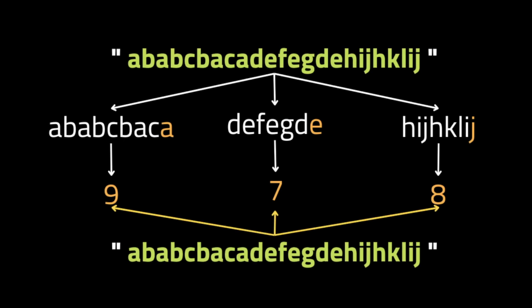So the problem is that they give you a string and they ask you to partition it into as many parts as possible so that each letter appears in at most one part. And they return a list of integers that represent the size of these parts. Note that after concatenating all the parts in order, the result string should be the same as the input string.